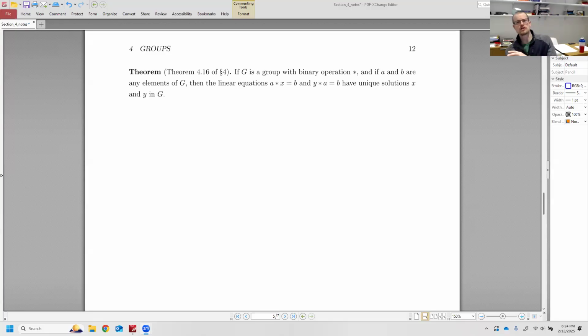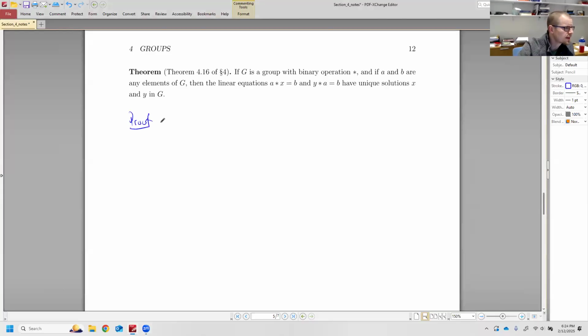So what we're going to do is take a look at one of the equations and prove that it's true for that one. The other one is similar. So similarly, there is a unique solution for the other. So, proof.